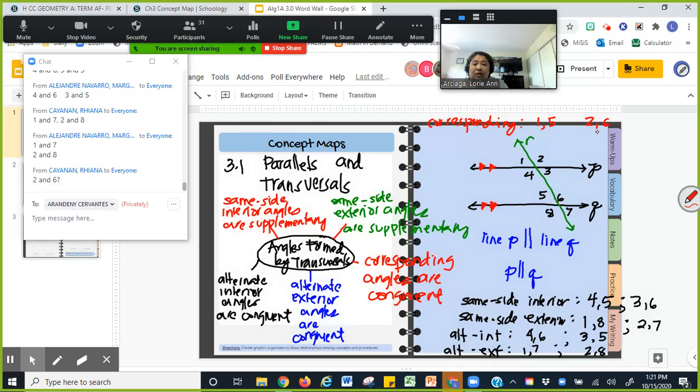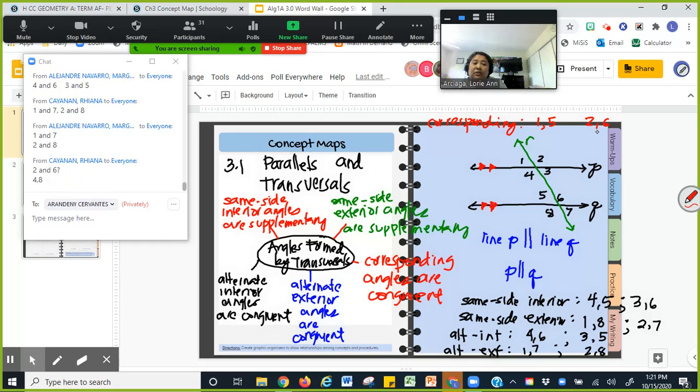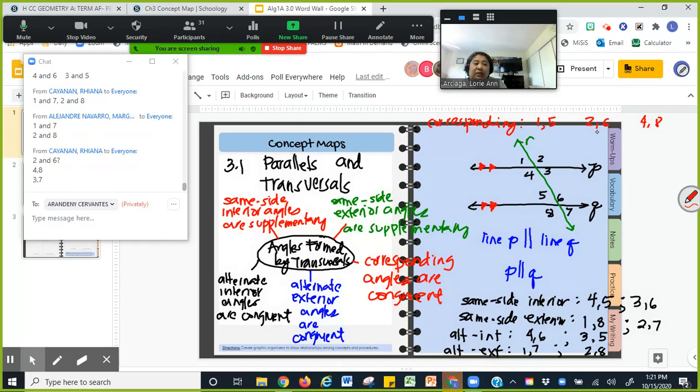Okay, there's 2 more pairs. This one has the most possible pairs for corresponding. There's 4 pairs possible. So 1, 5, 4, and 8, that's another pair. And last but not the least would be 3 and 7.